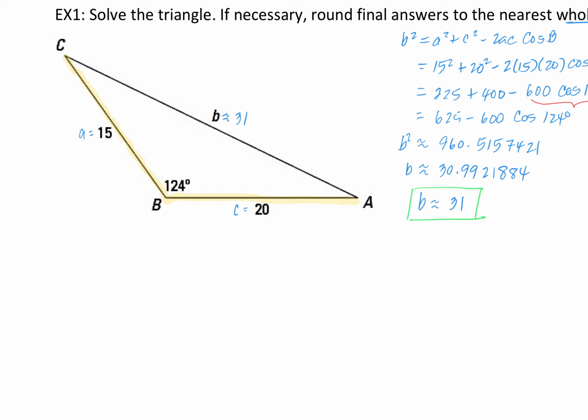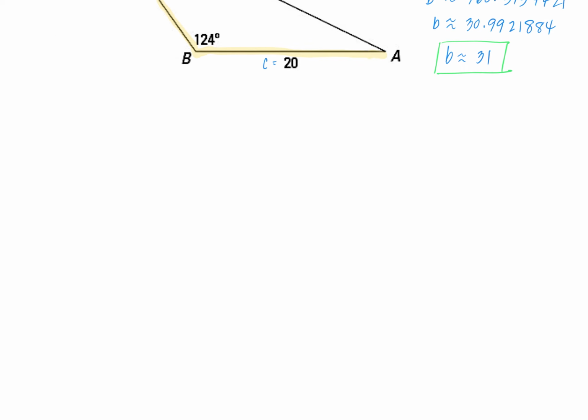And I'm going to reuse the law of cosines. Now, it would be easier at this point to use law of sines, but law of sines tends to not be as accurate, and you may end up with an ambiguous case. So I'm going to stick with law of cosines. And I am going to find angle A.